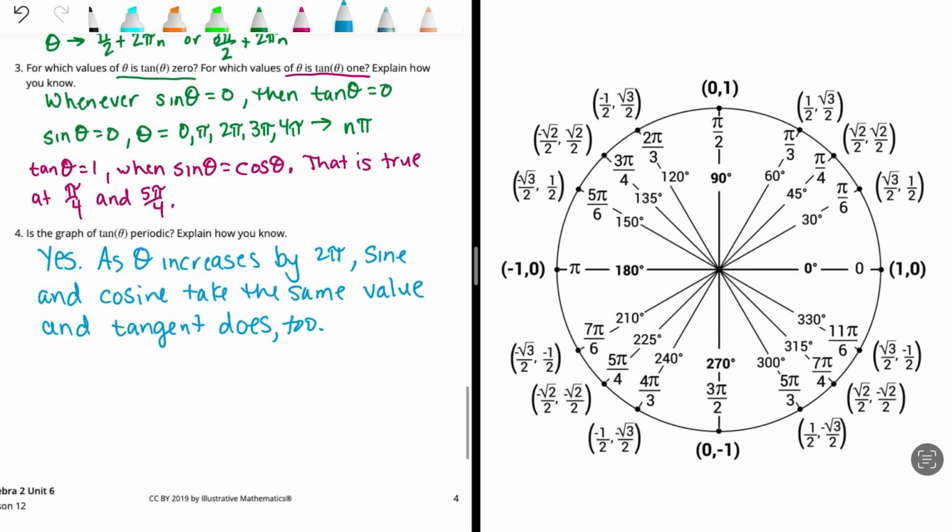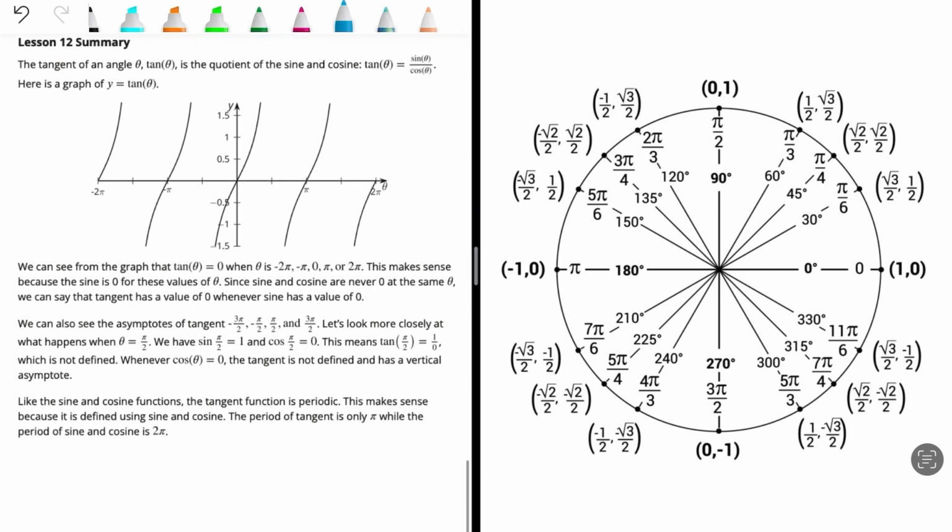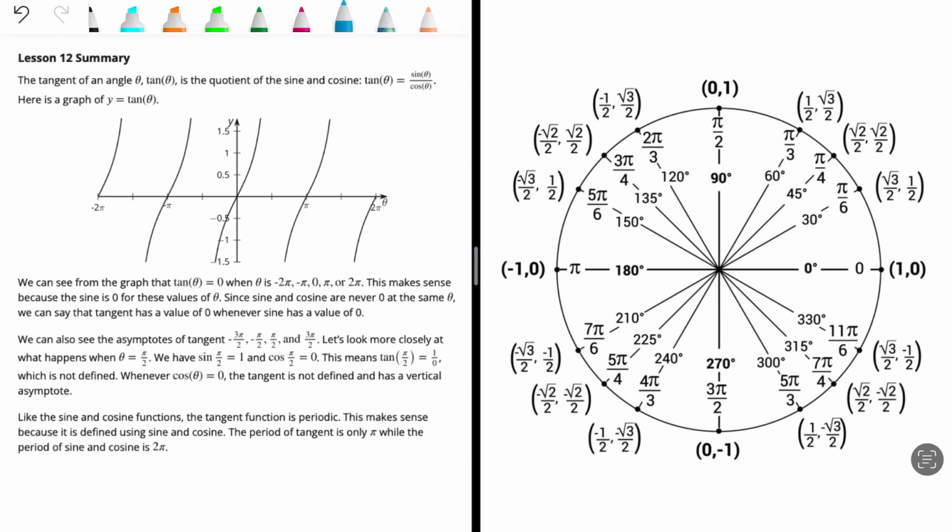All right, and here's the lesson summary. There is a brief look at what the graph of tangent looks like, and we will talk more about that in future lessons.